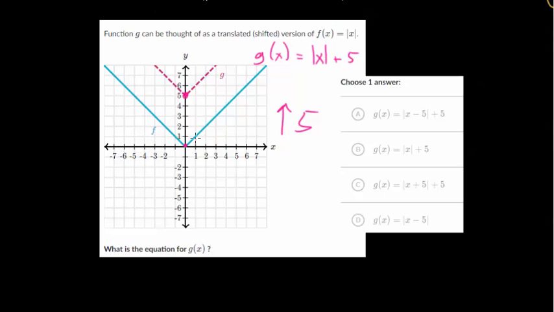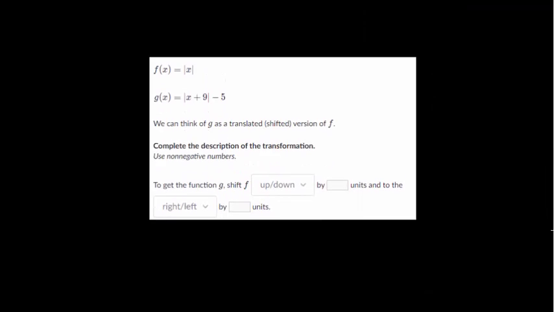And of course you can check this, because notice if you plug in 1, you get a y value of 6. If you plug in negative 2, negative 2 put in the absolute value becomes 2 plus 5 is 7. So you can check it to make sure that your points are actually a part of this function. So for this one, we've got choice letter B, and we can do another one.